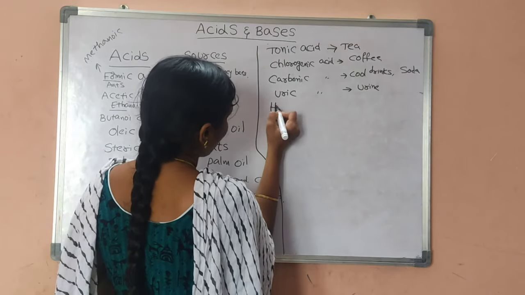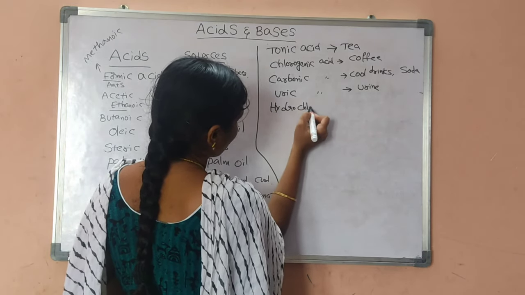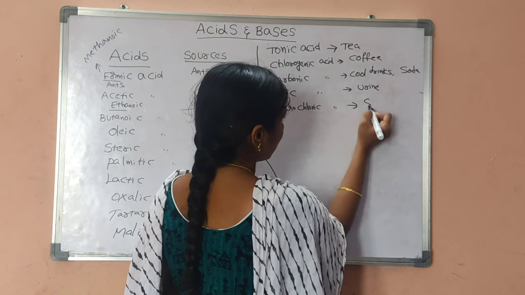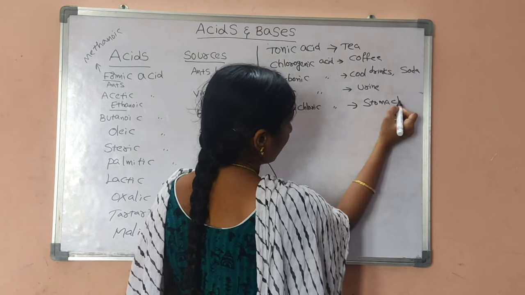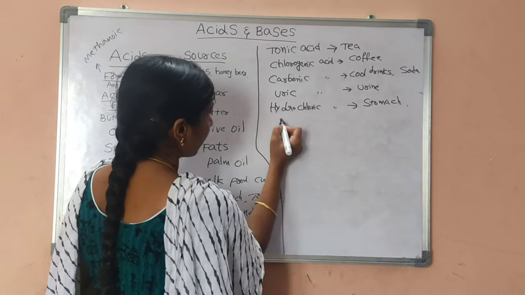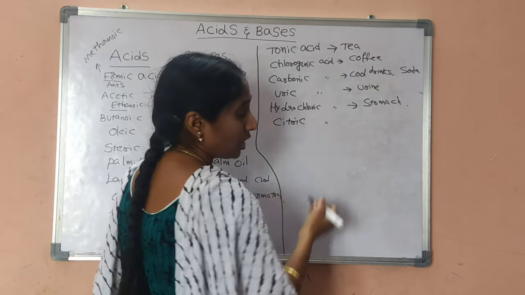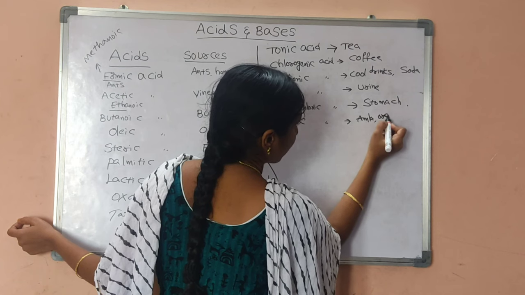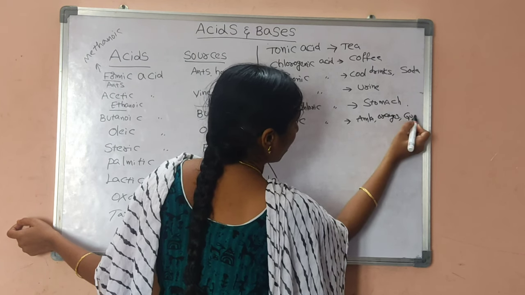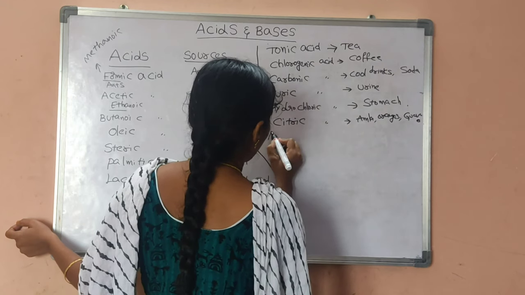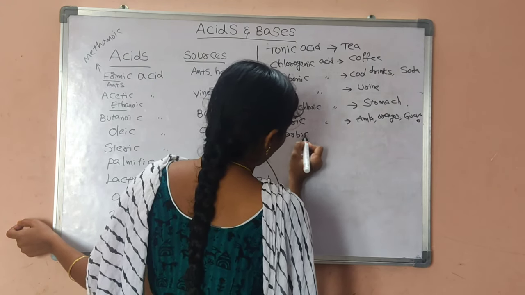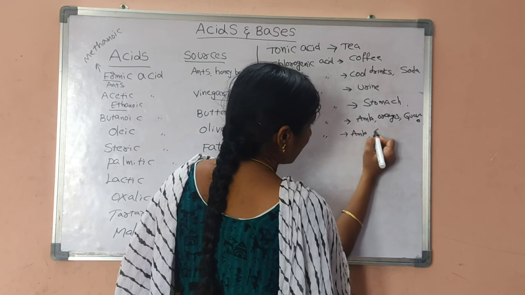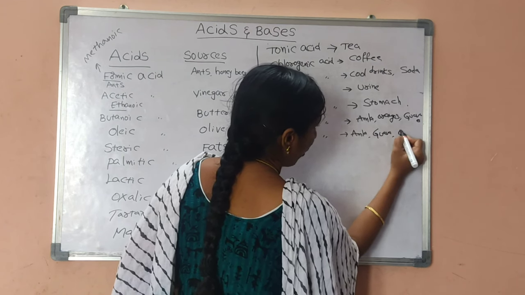Next, hydrochloric acid. Hydrochloric acid is present in our stomach. Where it is present? In our stomach. Next, citric acid. Citric acid is present in citrus fruits. Amla, oranges, guava. Next, ascorbic acid. Ascorbic acid is also present in the amla, guava, oranges.